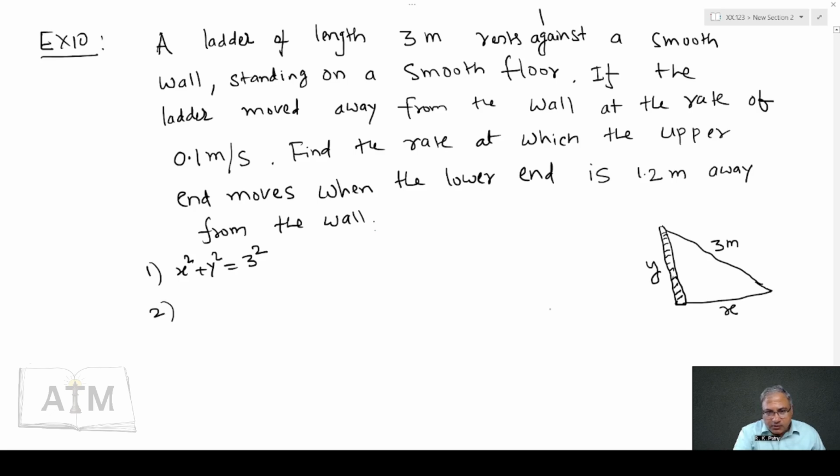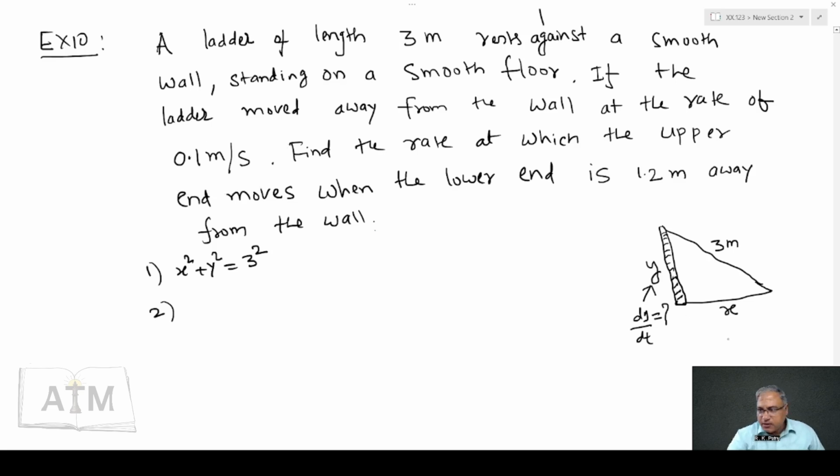Now second, we have to find the rate of change of the upper end. That means we have to find dy by dt, because the upper end is coming down as the lower end is slipping away from the wall. So we need to find dy by dt equals how much. And the lower end is moving at the rate of 0.1 meter per second.